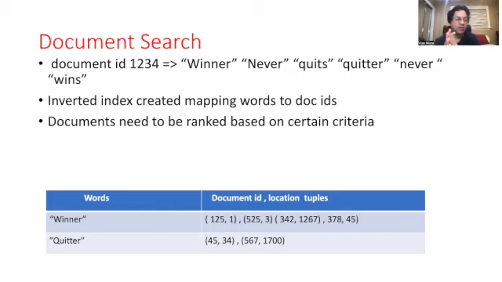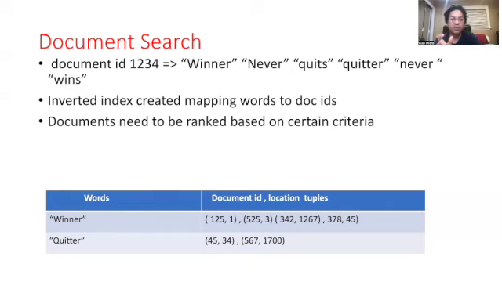So let's say we have a set of documents, maybe novels or something, and suppose there's a word, and we make a mapping of that particular word to all the documents where that word is appearing. So for example, here, let's say we have a document with ID 1234, and it has the phrase like winner never quits and quitter never wins.